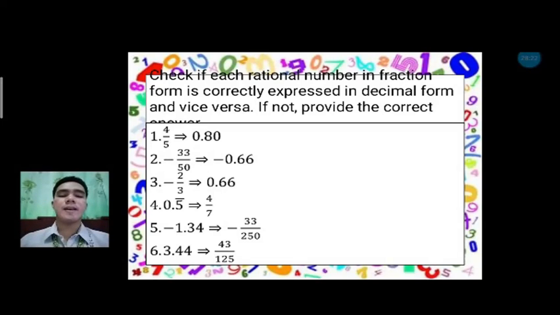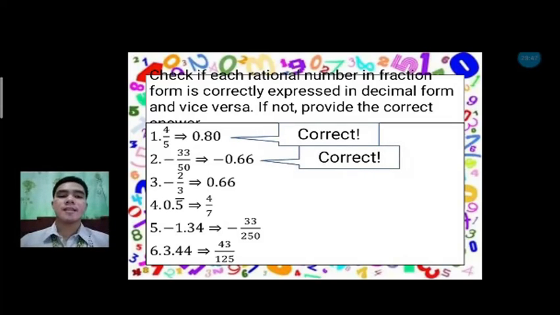For number 1, okay, that is correct. Because 4 over 5 is 0.80 in decimal number, you have to divide 4 by 5. You will get 0.80 or 0.8. Number 2, that is also correct. If you divide 33 by 50, you will get 0.66 and the sign will be negative because we have here a negative fraction.